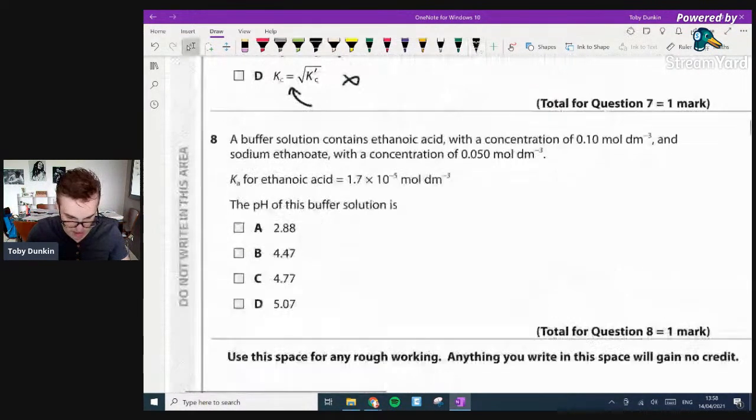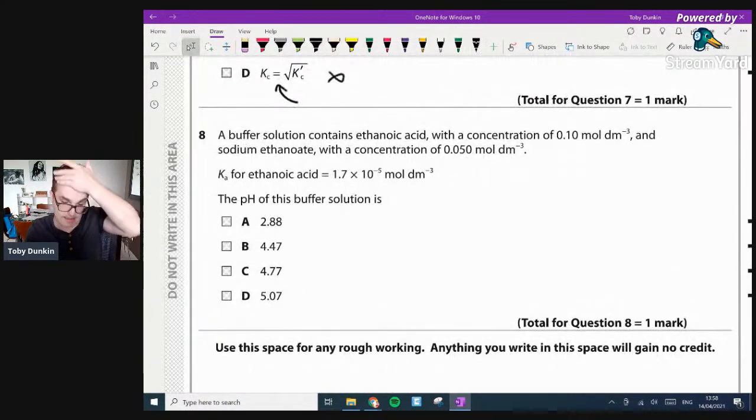A buffer solution contains ethanoic acid with a concentration of this and sodium ethanoate concentration of this. What's the pH of the buffer? Now, whenever I teach buffers, I always tend to mention the fact that it's usually going to be within the 4.5 range. So I'm going to bet it's going to be one of these. The last one I calculated, by the way, in the paper 4 from last year, from January, was 4.89. I had a rounding error on this, which still bugs me.